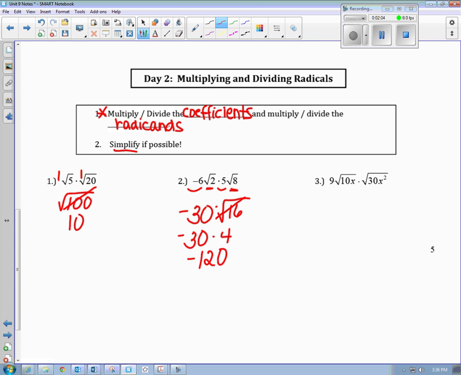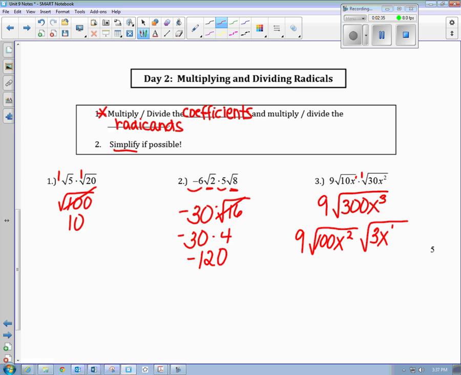So this is 9 times technically 1, which is 9. Radical 10 times 30, 300. x to the third. The rule is that you add the exponents. Now I have to simplify. That means I'm going to take this radical 300x to the third, break that up into everything that's a perfect square and everything that's not. So factors of 300 are 100 and 3. x squared is perfect, the extra x is not.